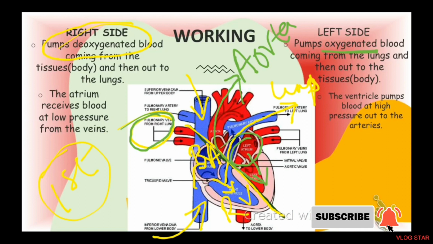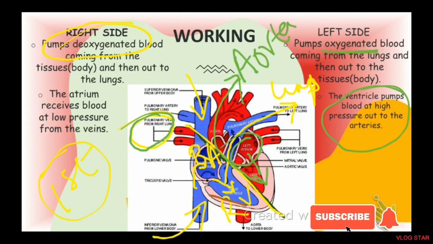The ventricles pump the blood at high pressure because it has to be given out by force, and that is why the walls of the ventricles, you see over here, the walls of the ventricles are thick. They are thick muscular walls because the blood in the ventricles is at a higher pressure, and therefore the walls are thick.